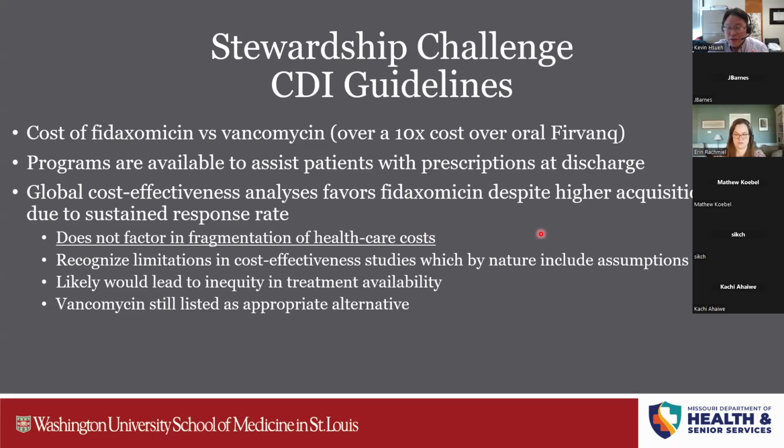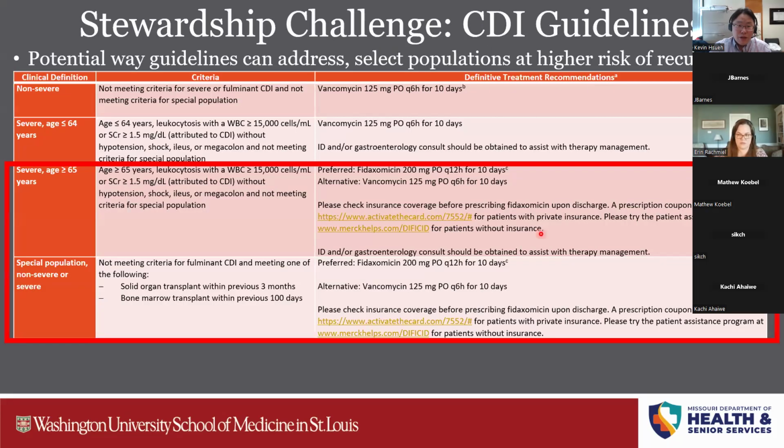Now I will caveat things by saying our hospital made a cost-benefit analysis of our own, and we decided that for our patients, we're going to try to use fidaxomicin up front as much as possible. But even then, we run into problems where the patients can't afford it after they are out of the hospital. What some places have done, and what we actually did prior to these new studies, is select populations at higher risk of recurrence to reduce the overuse of fidaxomicin and target patients that are really at high risk of recurrence.